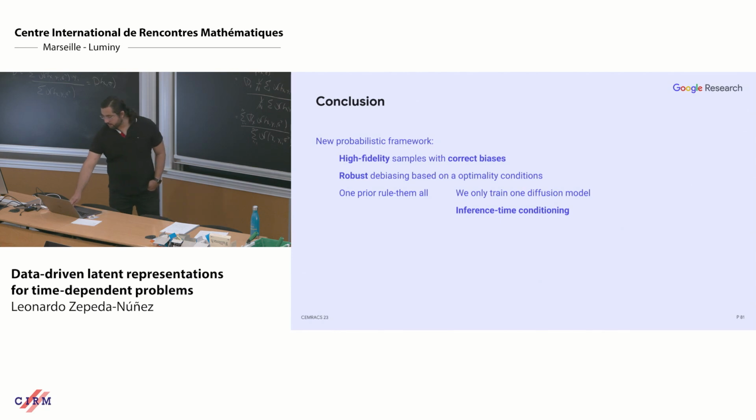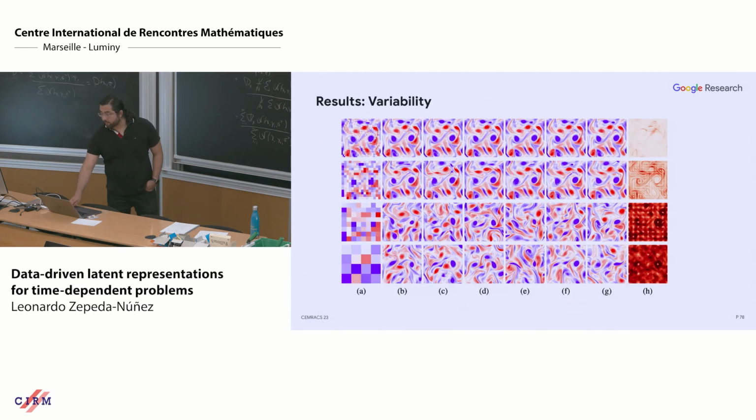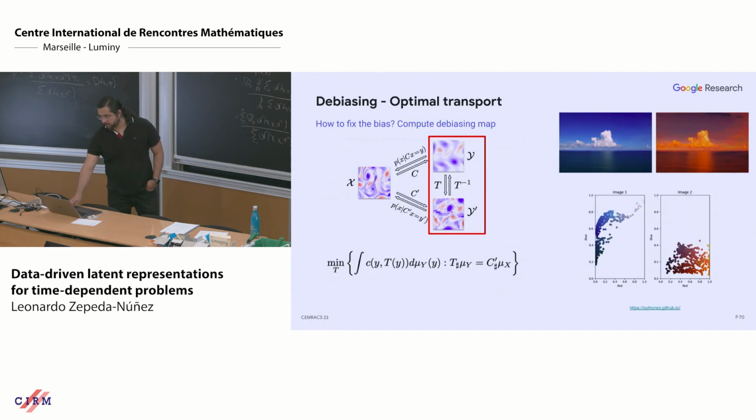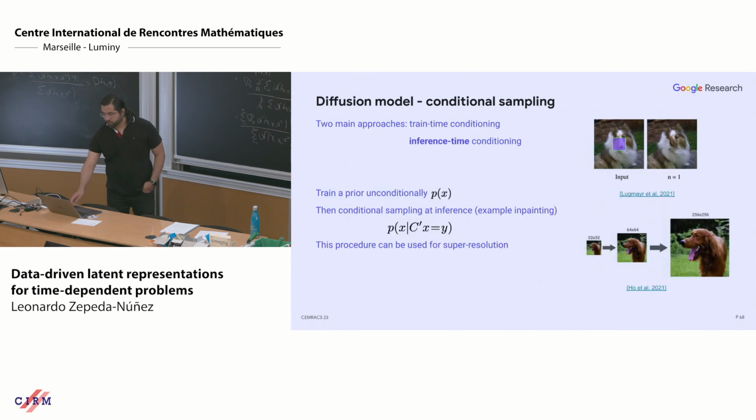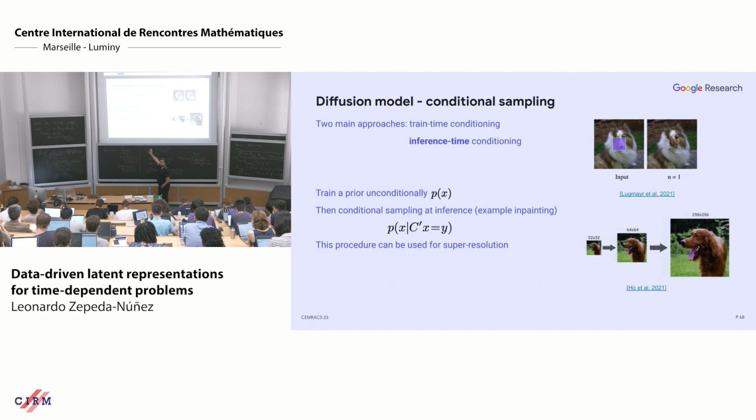So the idea in this case is that what you want to do is this inference time conditioning. What I mean with this is that you train PX just once, and you just fix it. And then when you do conditioning, the sampling, you have to modify this core function, basically what you have there. But that you don't need to train.